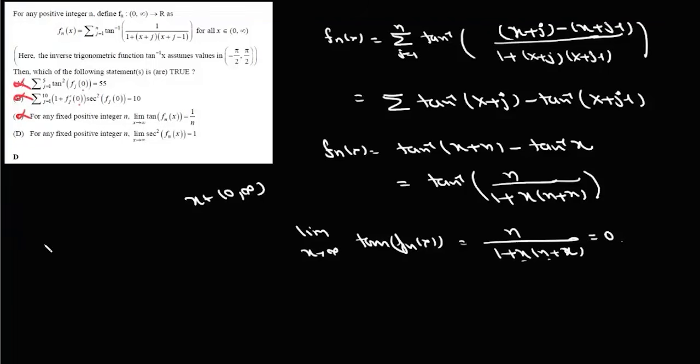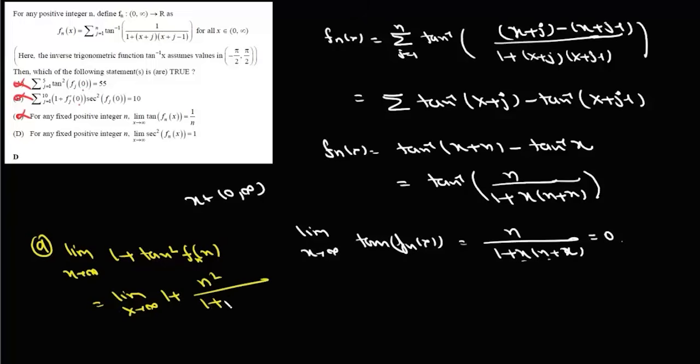Now if we look at this option D, it says limit x tends to infinity of secant square f_n(x). Now secant square is 1 plus tan square, so it will be 1 plus tan square f_n(x). Now this is limit x tends to infinity of 1 plus, and tan square f_n(x) is n square upon (1 plus nx plus x square) whole square. Now again x tends to infinity, this second limit will be 0, so the answer to this limit will be simply 1. So the only correct option is this option D.